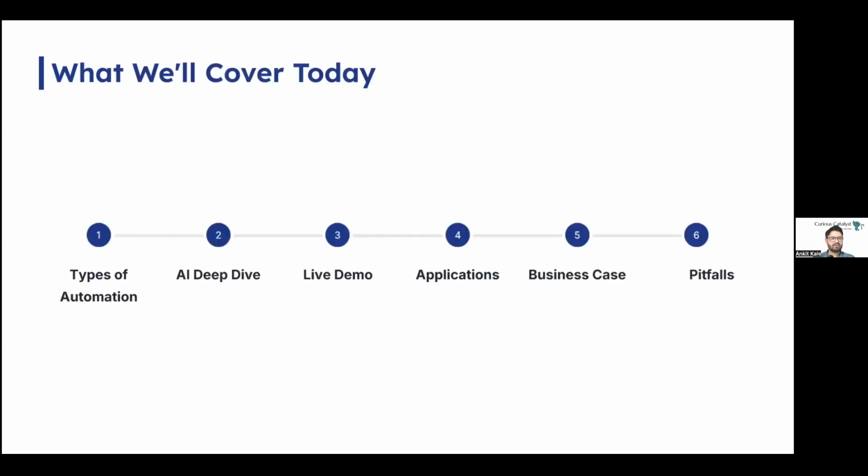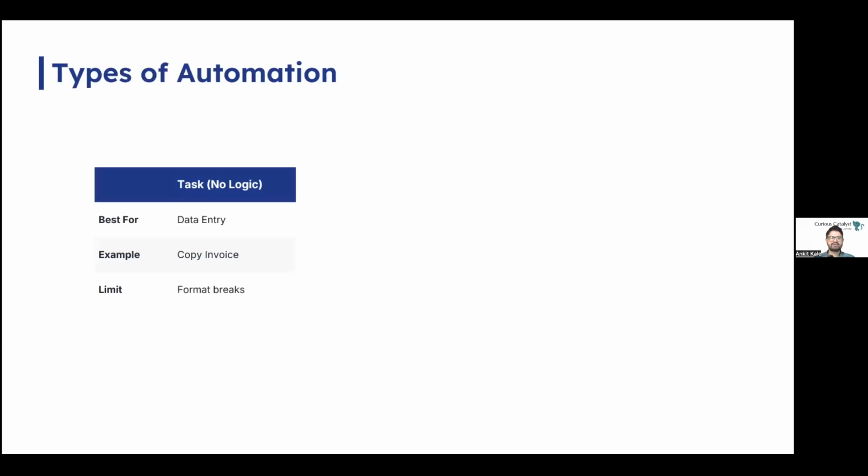Now, what we will cover is the different types of automation. Then we'll go a little deep into AI, followed by a live demonstration, applications, business use cases, and of course, some pitfalls. That is what we are going to see today. Now, when we talk about automation, people are actually talking about completely different things, and understanding which is which will really save you a lot of time and, of course, money.